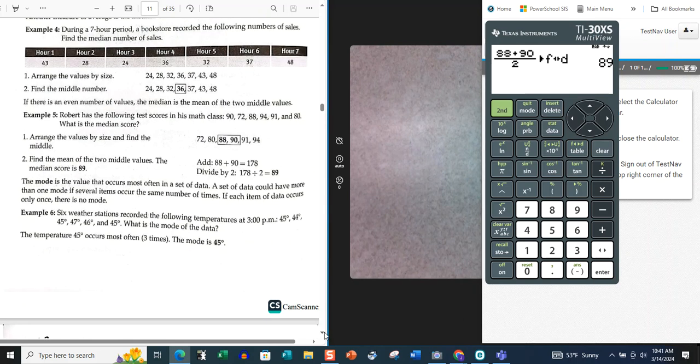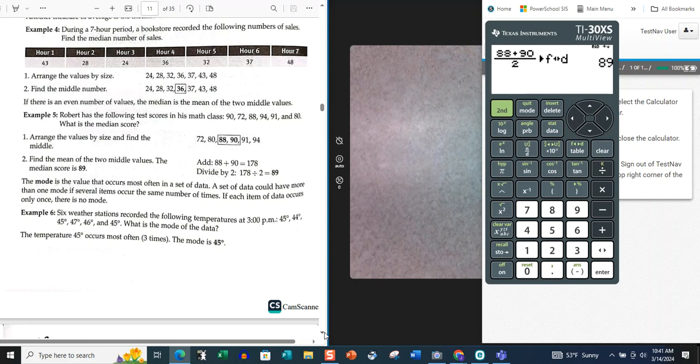Now the mode. The mode is the value that occurs most often in a set of data. A set of data could have more than one mode if several items occur the same number of times. If each item of data occurs only once, there is no mode.